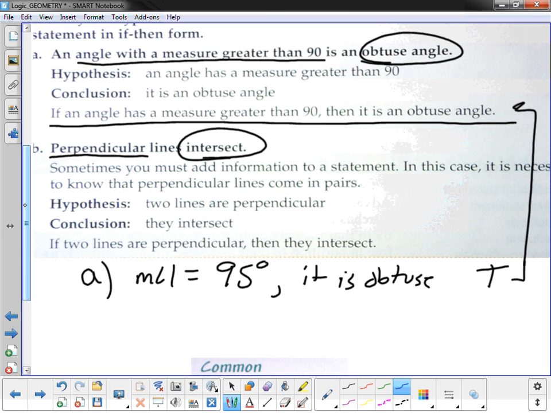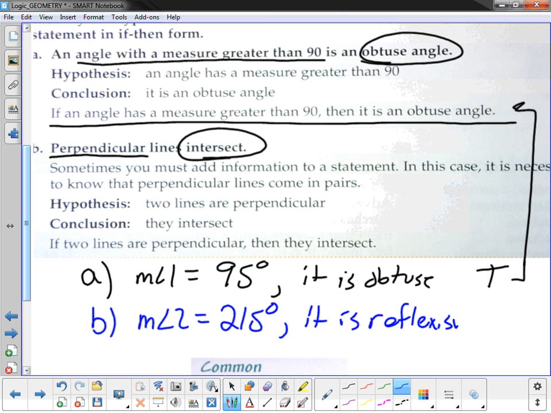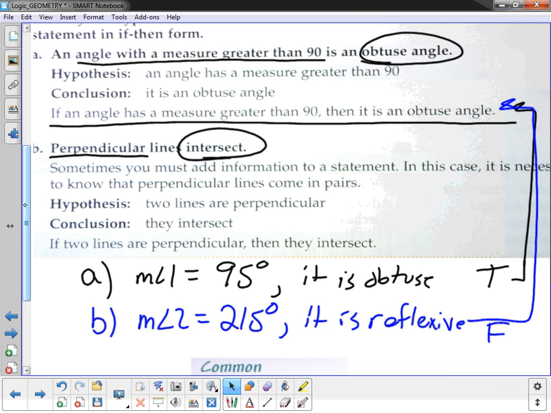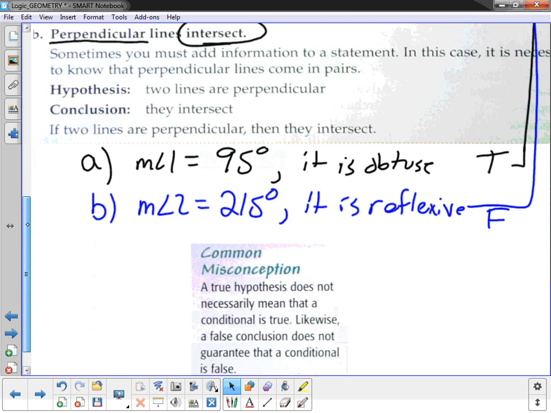Now, let's get another one here. I have the measure of angle 2. Measure of angle 2 is 215 degrees. It is reflexive. I spelled reflexive. There we go. So this would say the statement is false, because I found an angle that was greater than 90 degrees, but it is not obtuse. So every statement that we have can be true or false.